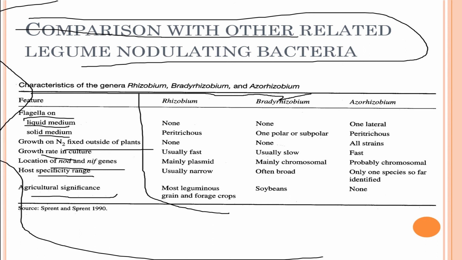We have just studied the nod and nif genes. Nod is the gene that helps in root curling with the help of rhicadhesin, and nif is present with the enzyme nitrogenase, which helps in the fixation of nitrogen to ammonia.